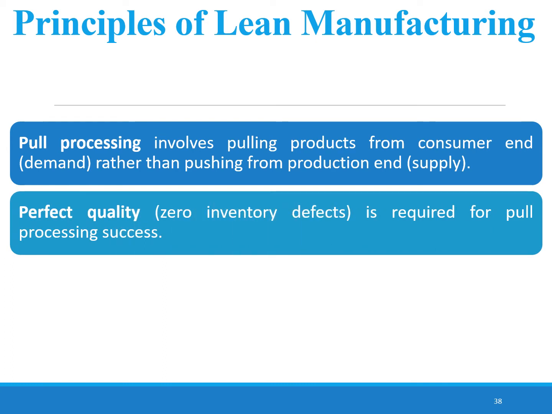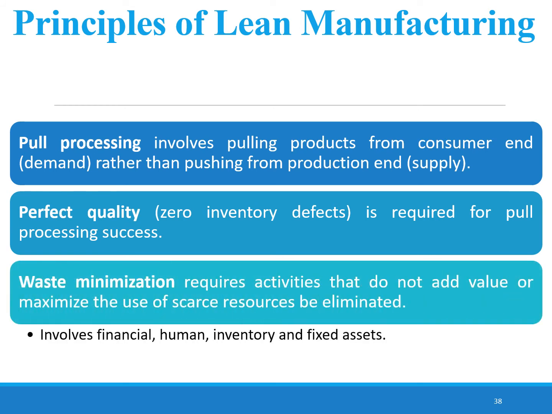Perfect quality, zero inventory defects is required for pull processing success. So we need to ensure that, because if we have inventory defects, then we will have problems in meeting the customer orders, and we will have lack of customer responsiveness. The waste minimization requires eliminating activities that do not add value or maximize the use of scarce resources. Okay, and this involves the financial, human, and inventory, as well as the fixed assets. So any human or financial wastage or any unnecessary inventory of raw materials should be cut, reducing the waste.